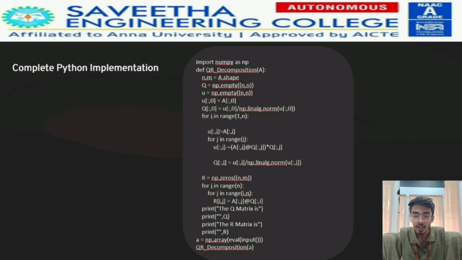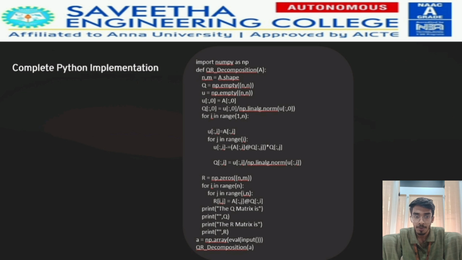The next step is to construct the upper triangular matrix R. It is done using inner products. Each entry R[i][j] is calculated as the dot product of column j of A and column i of Q. Because of the way Gram-Schmidt works, it automatically gives us an upper triangular matrix.